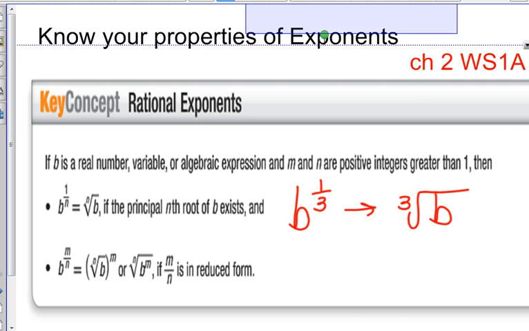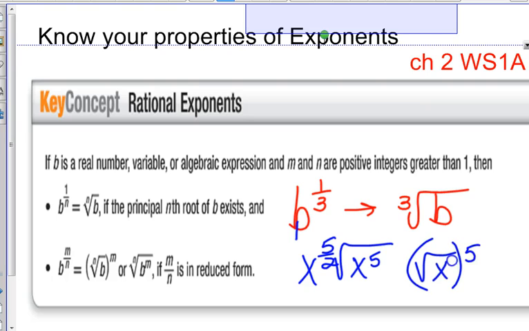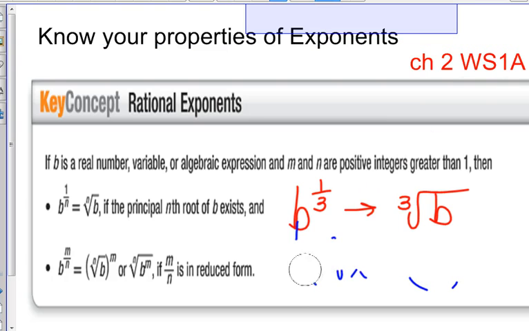Now, there's a part B that's a little more complicated. It says if you had, why do I not have a cursor? There we go. If I had like x to the 5/2, I can write that two different ways. I can write the square root of x to the 5th, or I could write the square root of x all to the 5th. That didn't really go well on the notes because my cursor wasn't working.